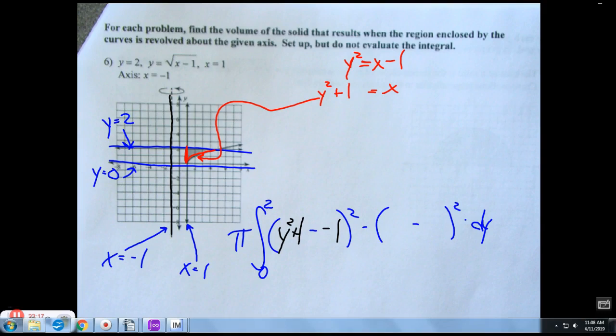And then which equation is closer to the axis of revolution? It's x equals 1, and how far is 1 from our axis of revolution? You could say 1 minus negative 1, or you could just say they're 2 apart from each other.